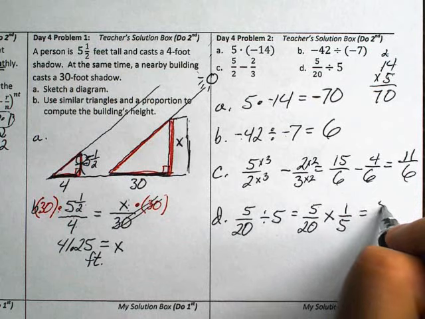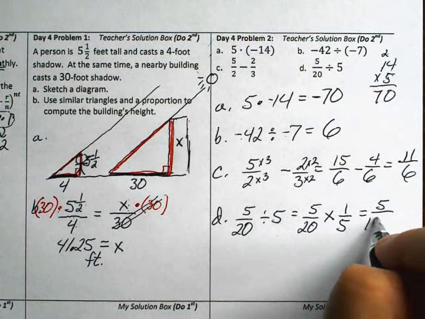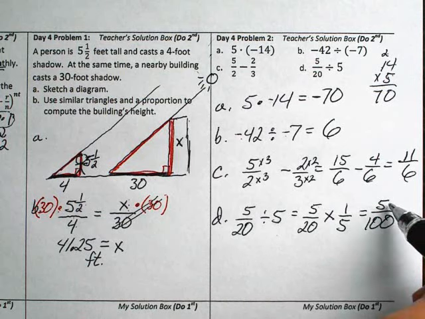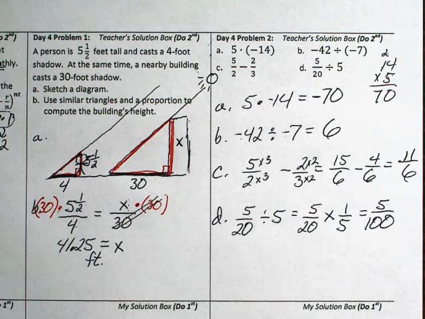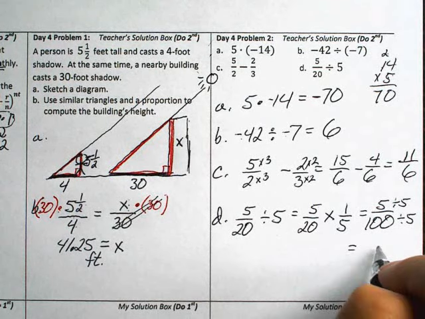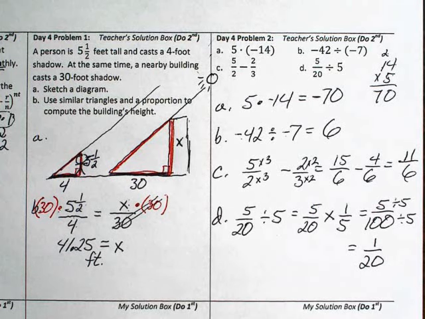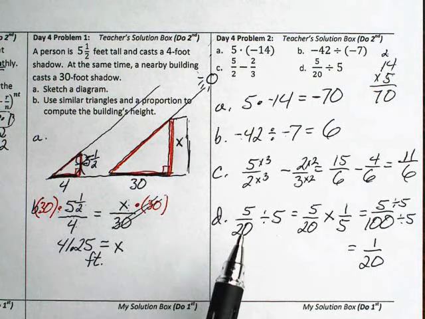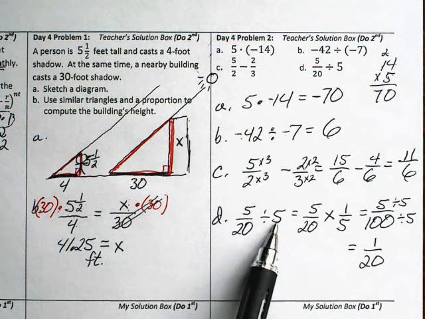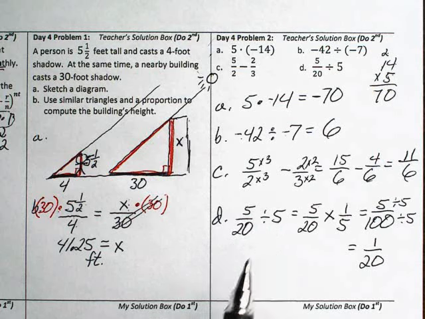5 times 1 is 5. 20 times 5 is 100. Does 5/100ths reduce? Is there a number that divides into 5 and into 100? And there is. They both can be divided by 5. That will create 1/20. And that makes sense, right? If the original problem is 5/20 and we divide by 5, then each group we create would have 1/20 in it. We'd have 5 groups of 1/20. That's 5/20.